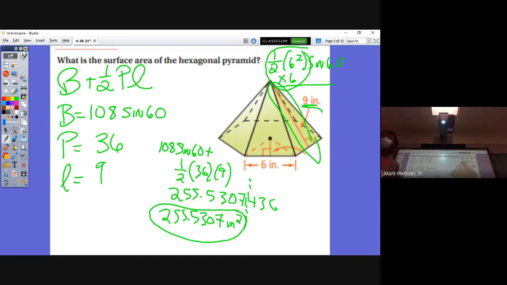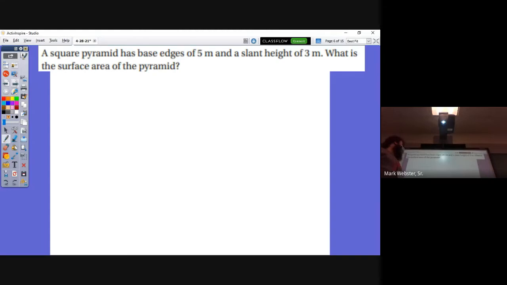All right, we feeling good? Yeah. All right, your turn. Now it's a square pyramid. The base edges are 5 and the slant height is 3. What's the surface area of this whole pyramid?